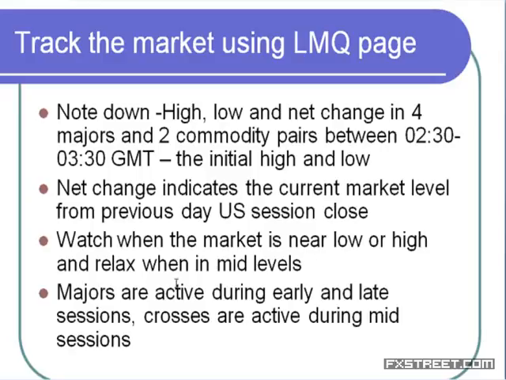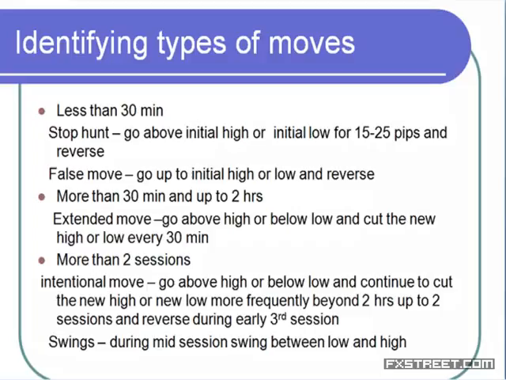Why? Because the majors are active during the early and late sessions: early and late of the Japanese session, early and late of the European, and early and late of the US sessions. The crosses are active during the mid sessions. So if you are trading in crosses, then probably you can look for their actions during the mid sessions.